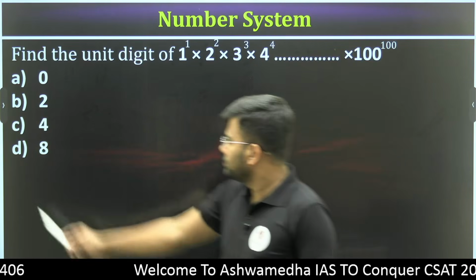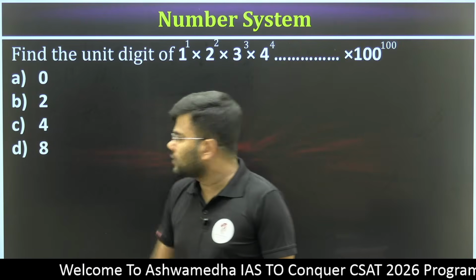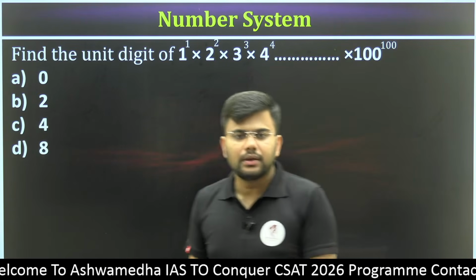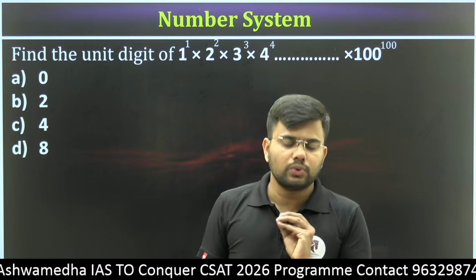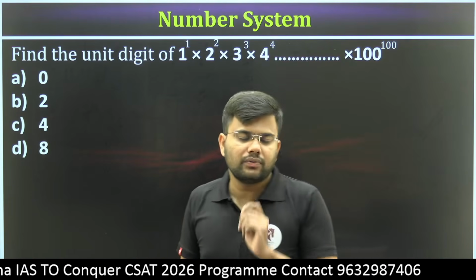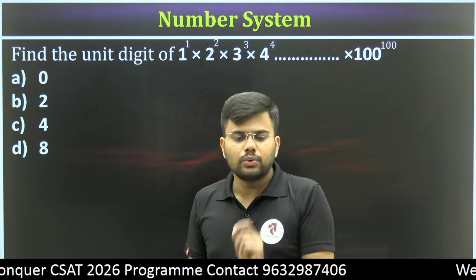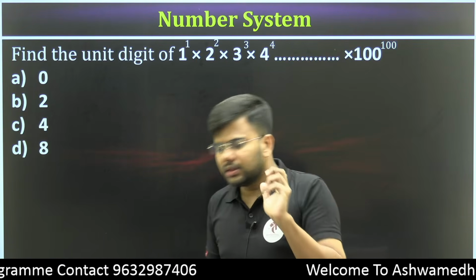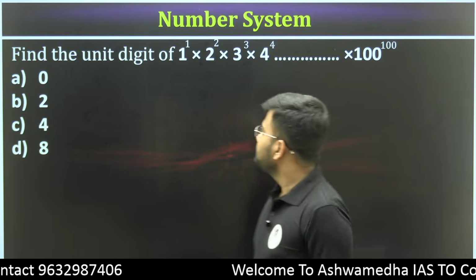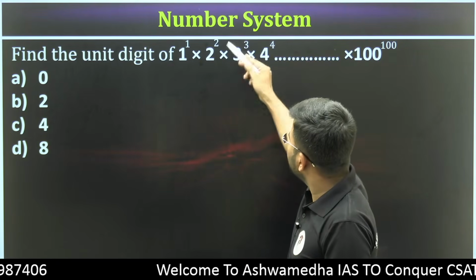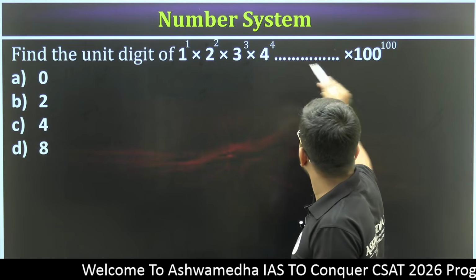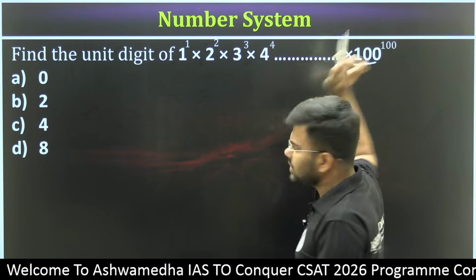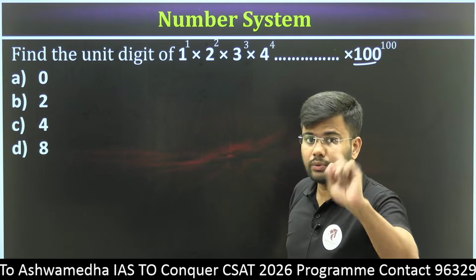Now, tell me the unit digit of this number. You should be able to solve it by looking at the question itself. There is no need to find out a solution for this. As soon as you see the question, you can answer easily. Have a bit of patience and learn the concept thoroughly. Find the unit digit of 1 to the power of 1, 2 square, 3 to the power of 3, 4 power 4, and so on and so forth into 100 to the power of 0. Now we are supposed to tell what the unit digit is.